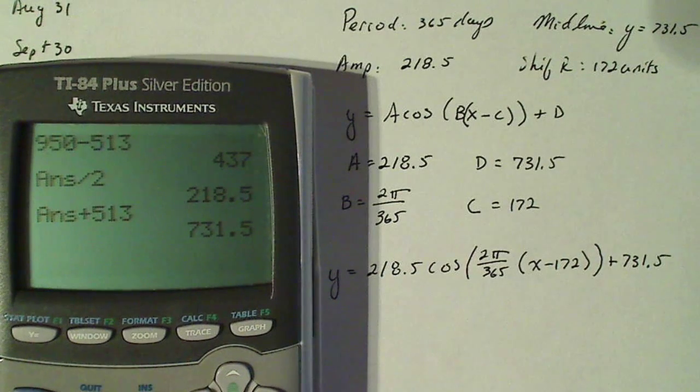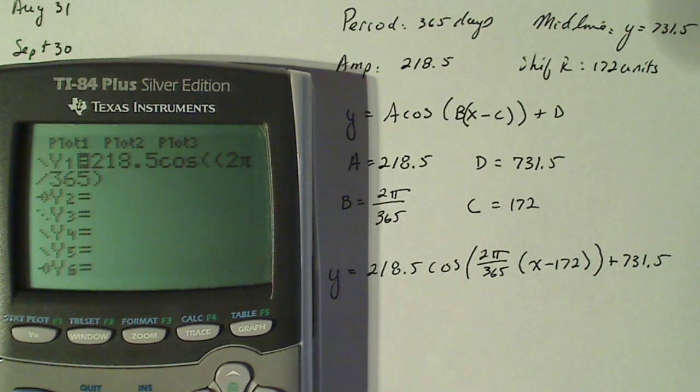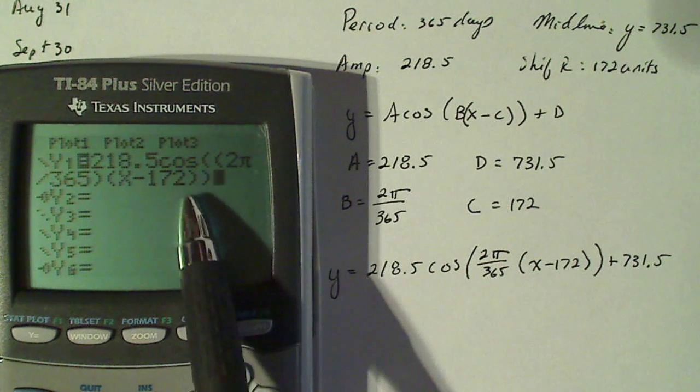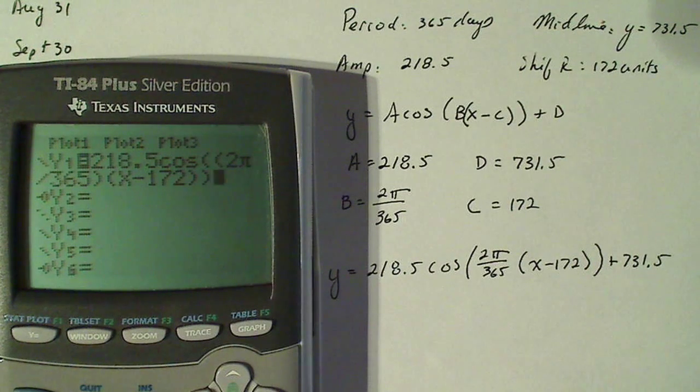So y equals 218.5 cosine, and I put the 2 pi over 365 in parentheses. And then parentheses for the x minus 172. Then I need another parenthesis to close off that one. If you don't do it, it screws up pretty badly, so pay attention to that. Plus 731.5.